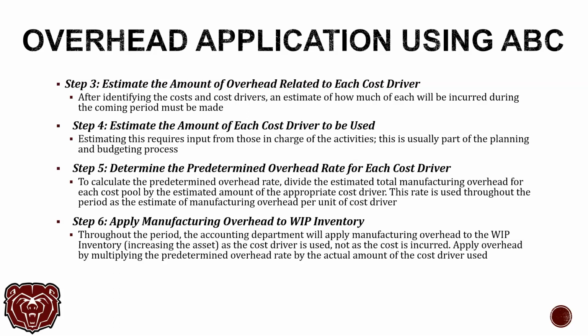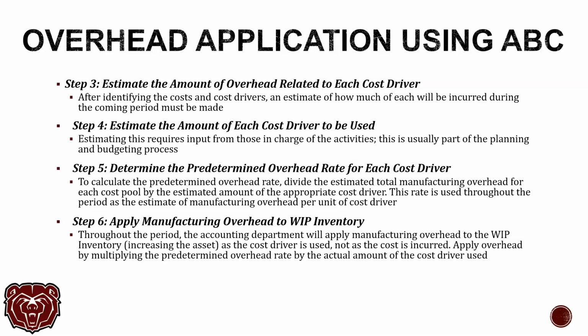Step 5 is you're going to determine the predetermined overhead rate for each of the drivers. To do this, you're going to take the estimated total manufacturing overhead for the cost pool, for the entire cost pool. You're going to divide it by the estimated amount of the appropriate cost driver. You'll use this rate throughout the period when you go to allocate or estimate manufacturing overhead per unit of the cost driver. So when you're going to move some of that manufacturing overhead from your raw materials to your work in process account, this is when you do that.